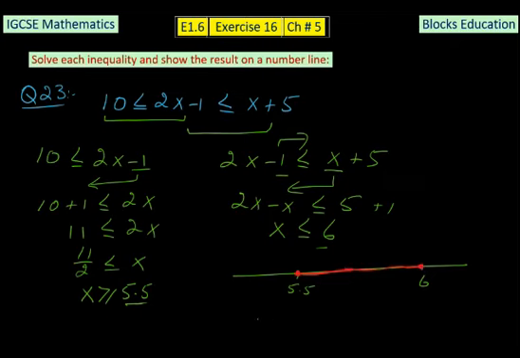In order to write it together as a continuous inequality, because x is greater than or equal to 5.5, you start with 5.5 less than or equal to x less than or equal to 6. It means that x is squeezed between 5.5 and 6, and these two numbers are also included.